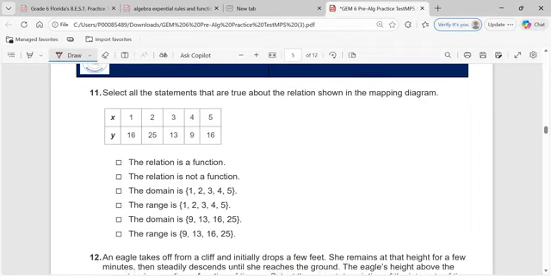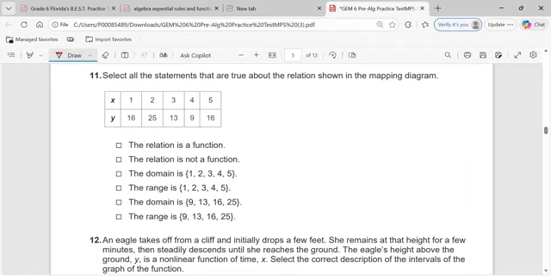Number 11, they want you to select all the statements that are true about this relation. This is not a mapping diagram. In fact, it is just a regular table. You have your x's and your y's. Remember, your x refers to your domain, and your range is your y. We know it's a function if the domain does not repeat. So this 1, 2, 3, 4, 5, none of those repeats. The relation is a function because the domain did not repeat.